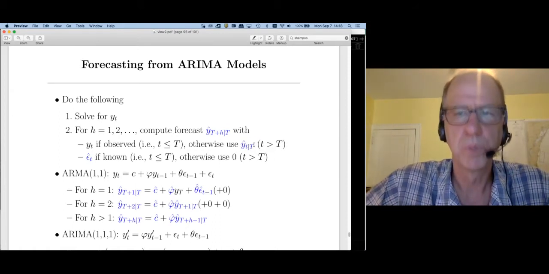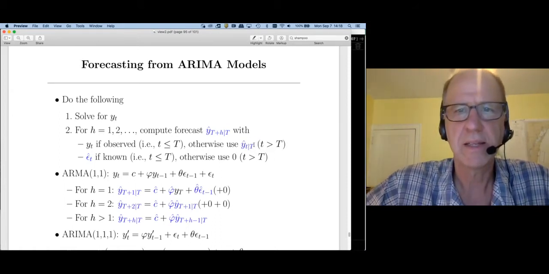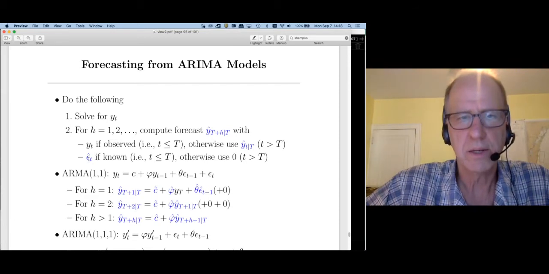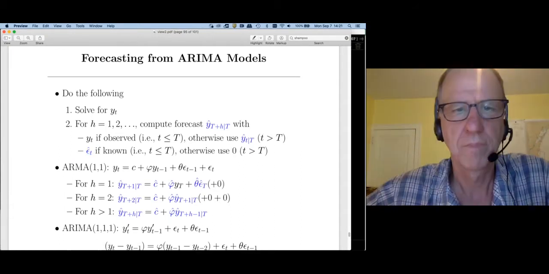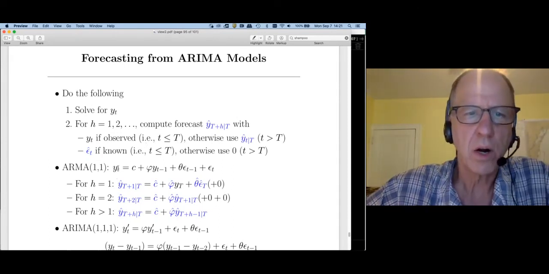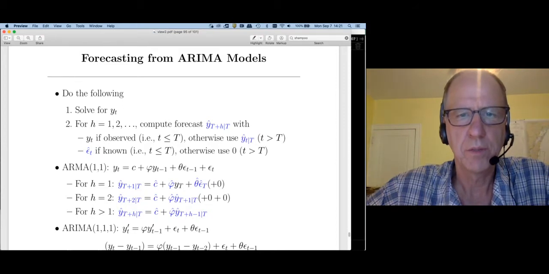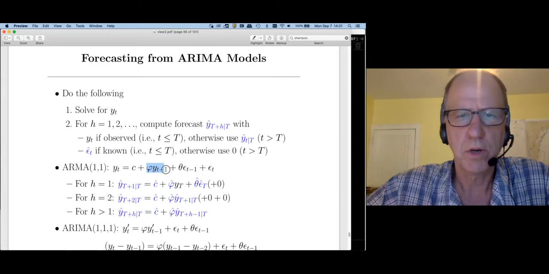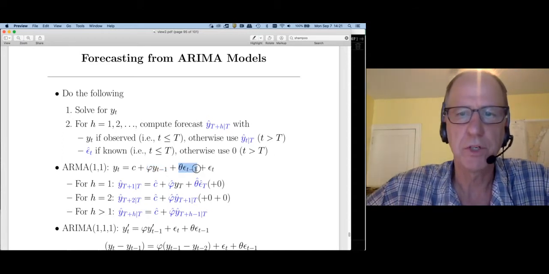I'm going to use blue font to indicate anything that was a forecast value, black font for anything that's observed. When it comes to the errors, we will plug in the estimated error if it's known. Otherwise, we're going to plug in the mean, which is 0. So let's go look at the ARIMA 1,1 model. If we write the ARIMA 1,1 model in terms of yt, this is what we get. There might be a drift term. This is your autoregressive term. This is the moving average term.